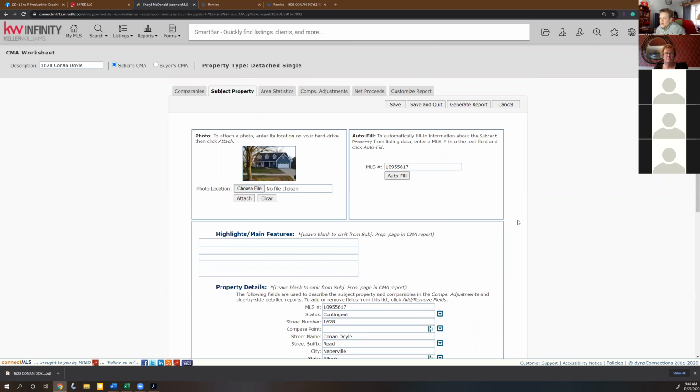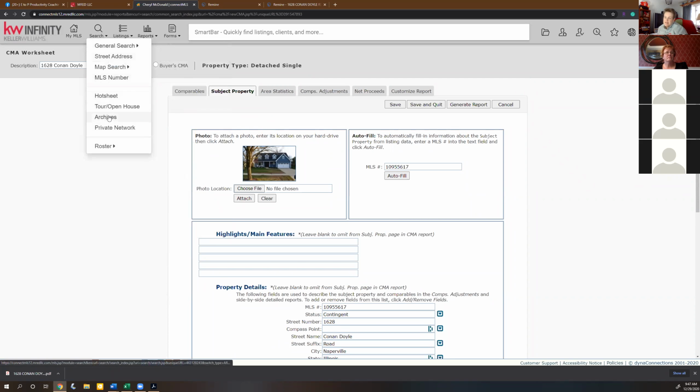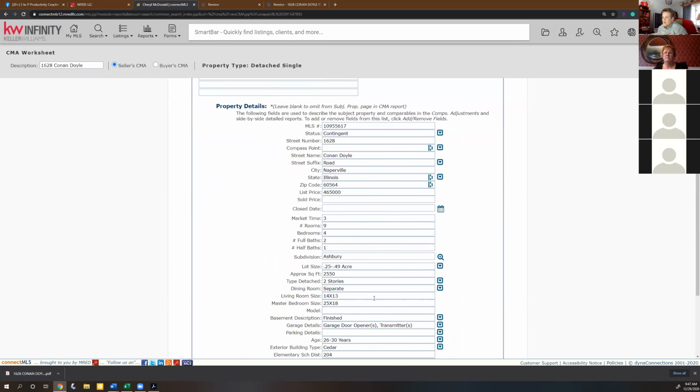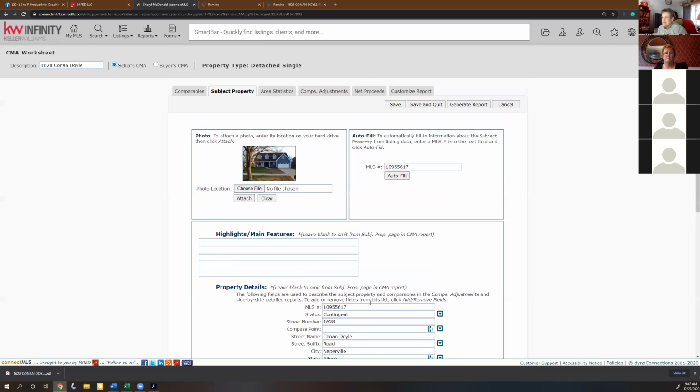Now, you may not always be able to do that. You may have to go back and search archives, which is up here. And if you go to archives, it will take you back. That's why it's really important that I print out the MLS sheet so that I can go in and fill this in if I'm not able to autofill.